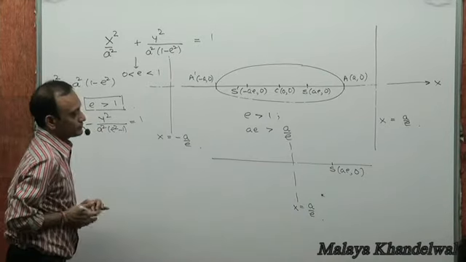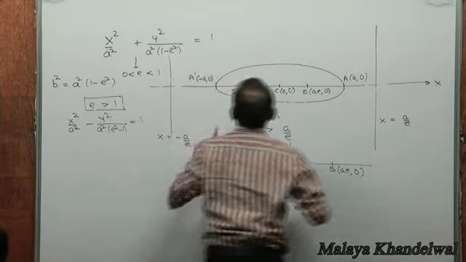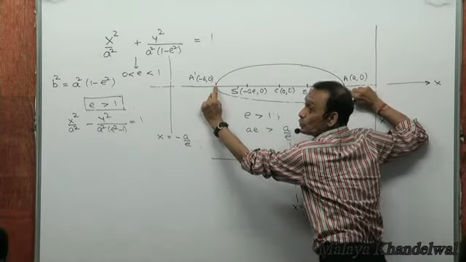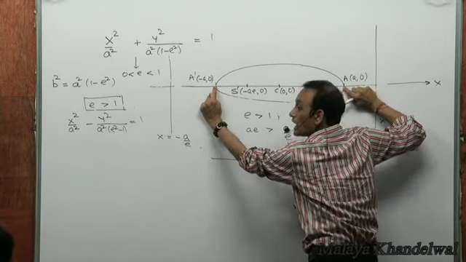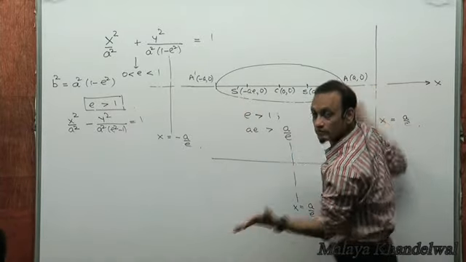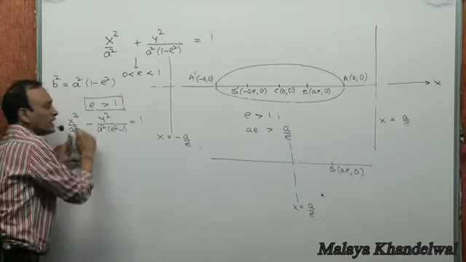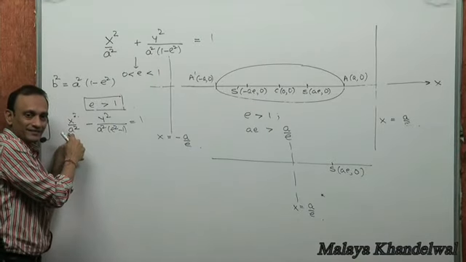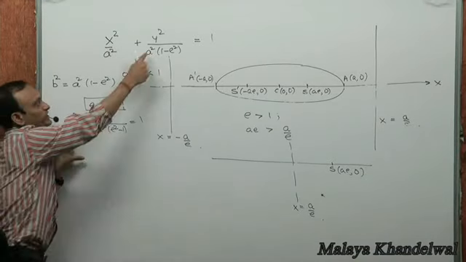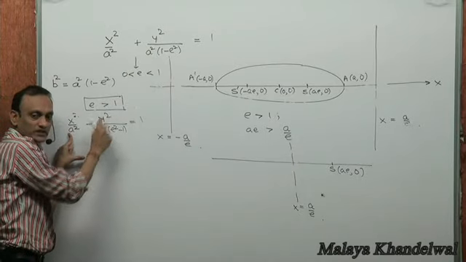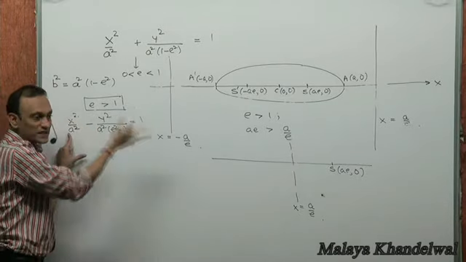And once again, these two vertices A and A prime are points where y becomes 0. That will not change. See? Y will become 0 here again when x is plus minus A. Right? Whether I look at this equation or this equation, y is 0 in both cases when x is plus minus A.